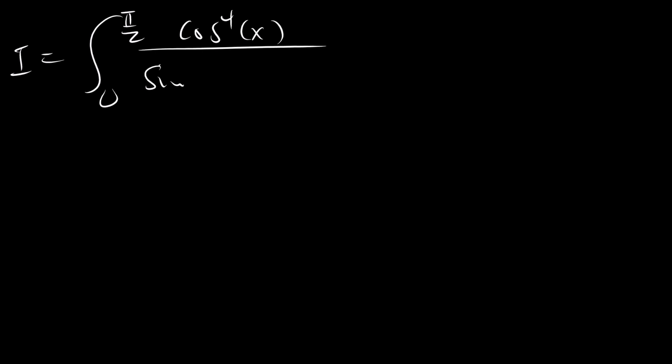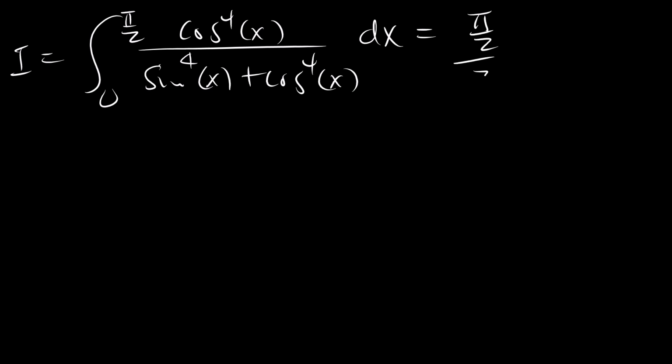In other words, the integral from 0 to pi over 2, and this is I, of cosine to the fourth of x over sine to the fourth of x plus cosine to the fourth of x is equal to pi over 2 divided by 2, which is equal to pi over 4.